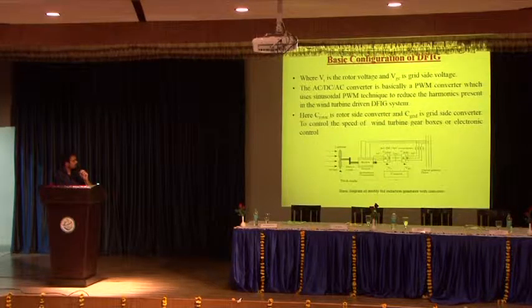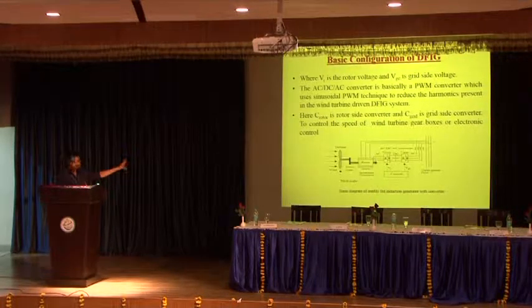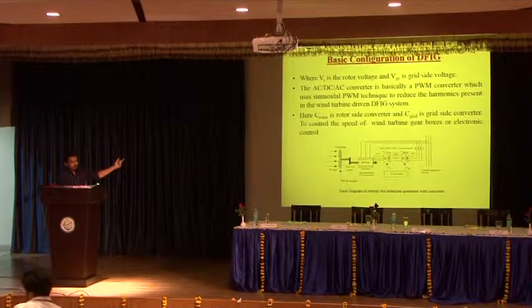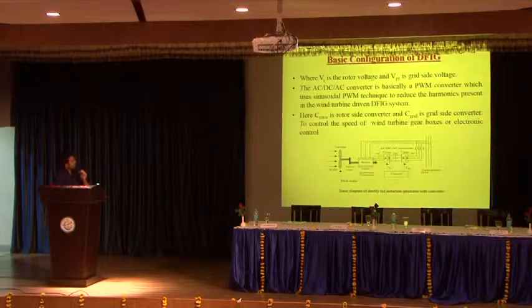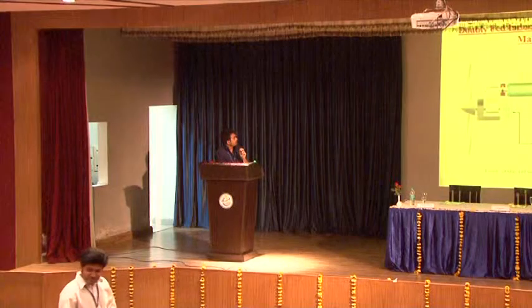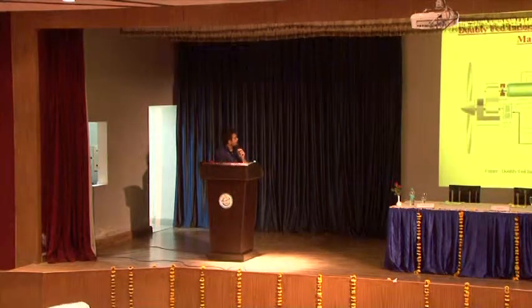This is a DFIG. How does it work? Due to wind, the turbine will rotate and the rotor will also rotate, and the stators are connected to the rotors, and the power will be supplied to the grid directly. Another connection is also taken in the MATLAB simulation. It looks like this.